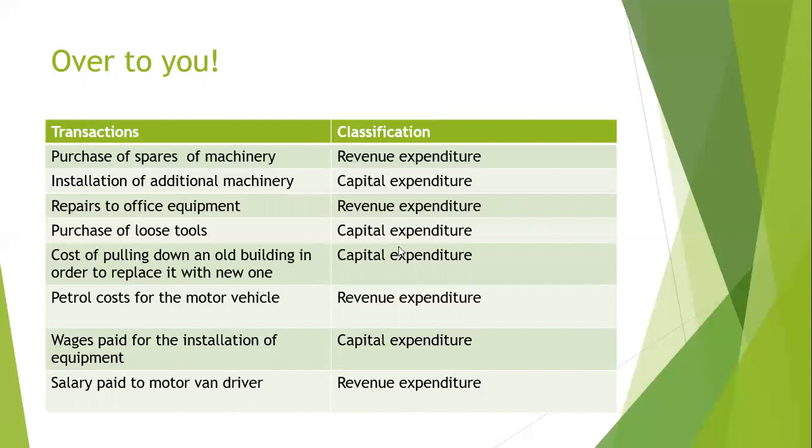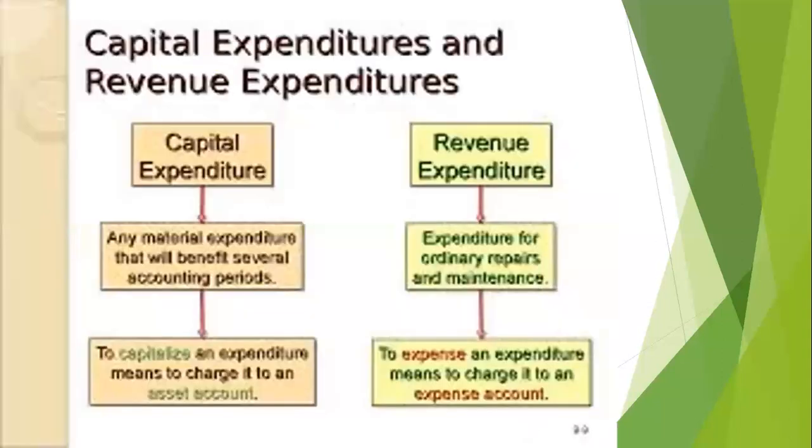So students, I'm sure you are clear about the classification of transactions into revenue and capital expenditures. Please do more practice from your book. Let's summarize the topic, whatever we did today. We discussed capital expenditure and revenue expenditure, and we also discussed deferred revenue expenditure, and we will see joint expenditure also. Capital expenditure is any material spending that will benefit several accounting periods.